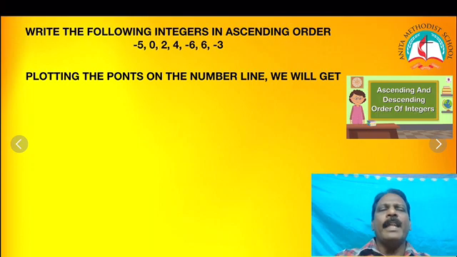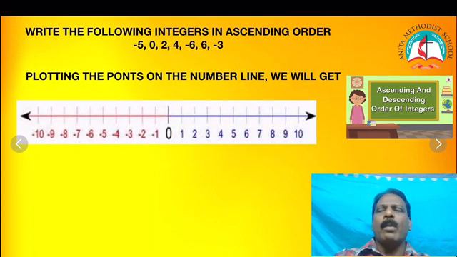Now some integers are given: -5, 0, 2, 4, -6, 6, -3. So these are negative integers and positive integers. Plotting the points on the number line we will get: first -5, then 0, then 2, 4, -6, 6, -3.